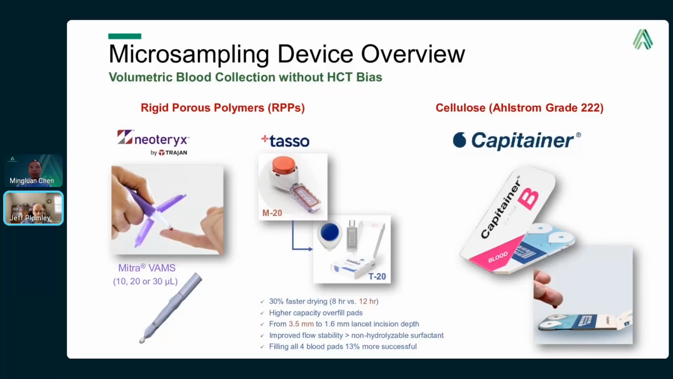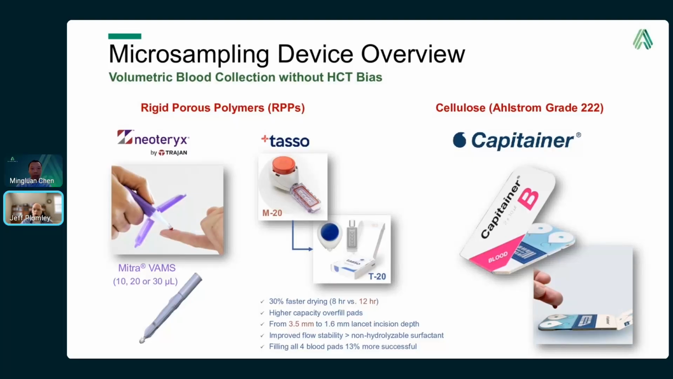So we have the Mitra and the Tasso as rigid porous polymer substrates for finger stick and vacuum assisted microneedle on-body collection respectively. And there's been recent design improvements in the revised version of the Tasso M20, which they now call the T20, that has additional venting in the tile to reduce drying time by 30%. And that's important as we've had applications at Altasciences in the M20 wherein analyte degradation was noted due to prolonged drying periods in a wetted state in the presence of hemolyzed blood. Depending on your analyte, that can be extremely deleterious.